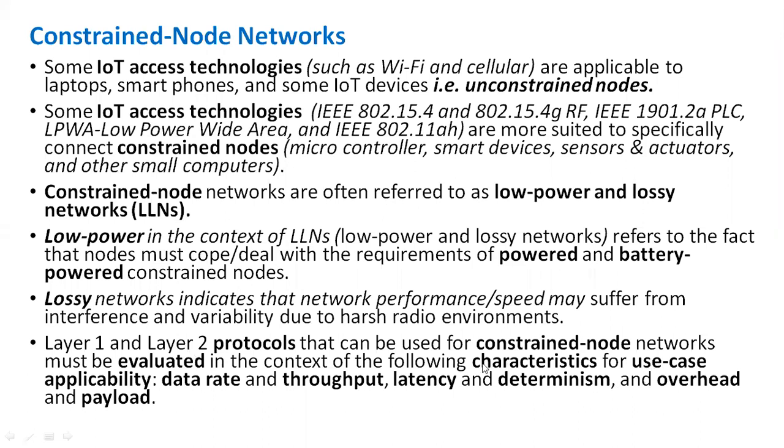What type of characteristics? Those characteristics are data rate and throughput, latency and determinism, and overhead and payload. Okay, so these are characteristics for use case applicability, meaning whether they are suitable to apply. Data rate is nothing but the data transmission, the number of bits transmitted in a particular specified time, that may be in terms of seconds, milliseconds or a minute.